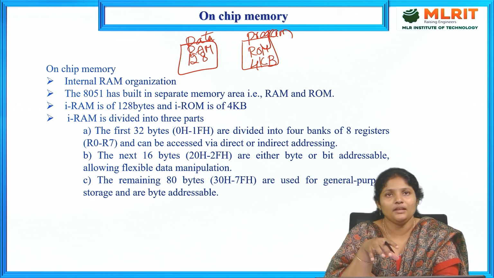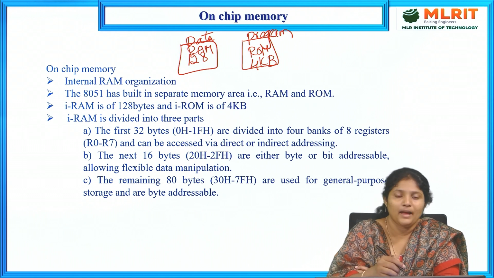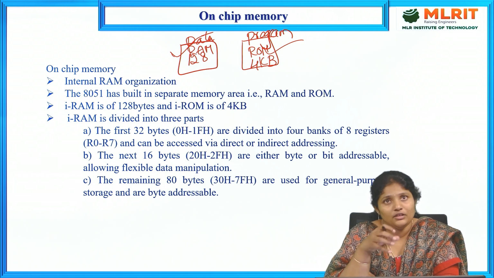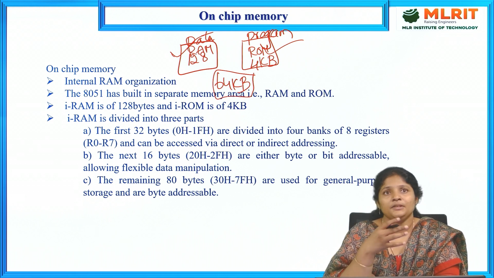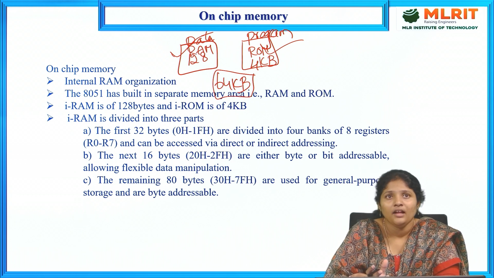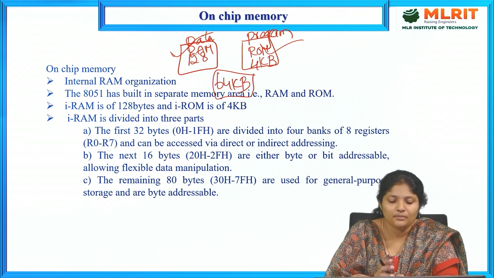Internally, the 8051 can support 128 bytes of RAM locations and 4 KB of ROM to store the program. It can also support 64 kilobytes of external RAM and ROM. If the application needs more than 4 KB of ROM, then you can interface other external memory devices. Such memory devices up to 64 KB can be supported by the 8051 microcontroller.